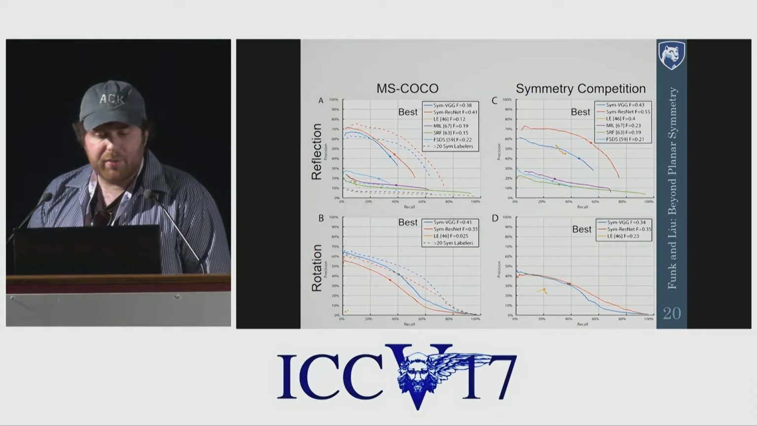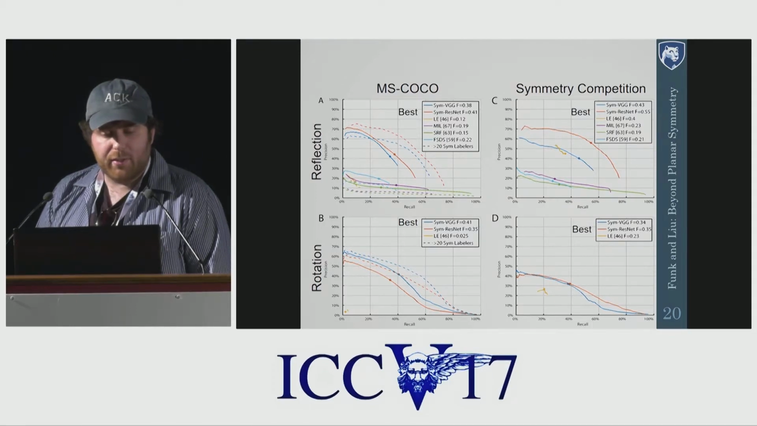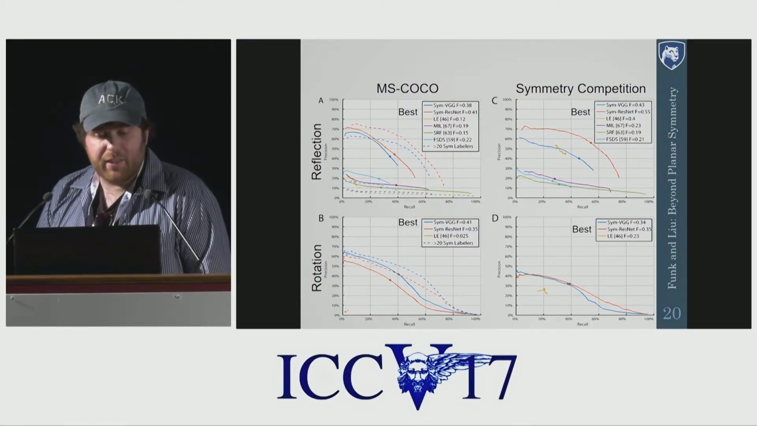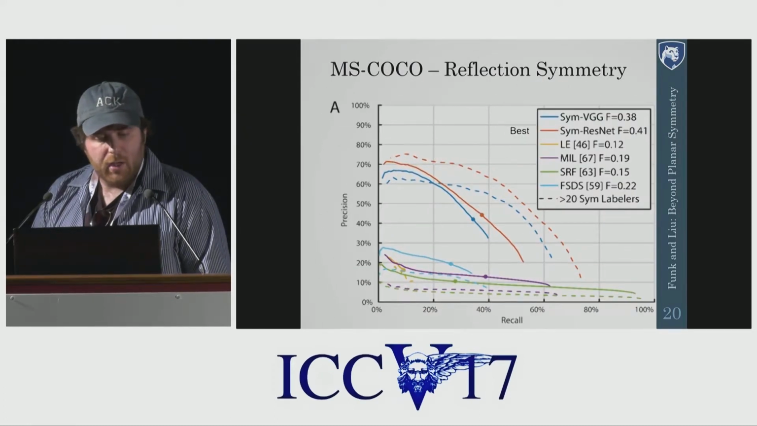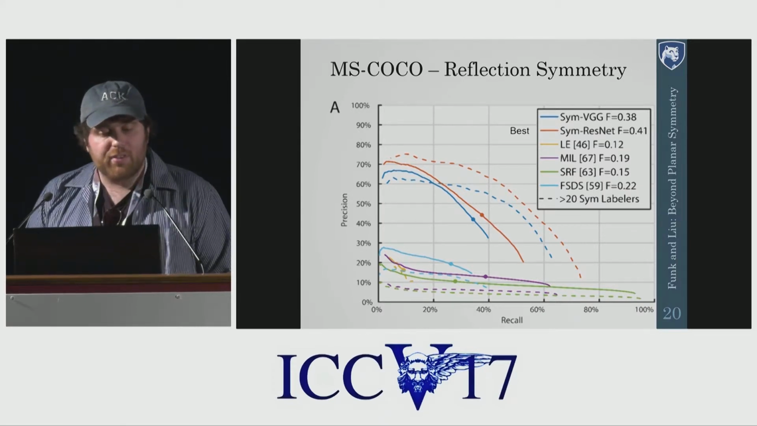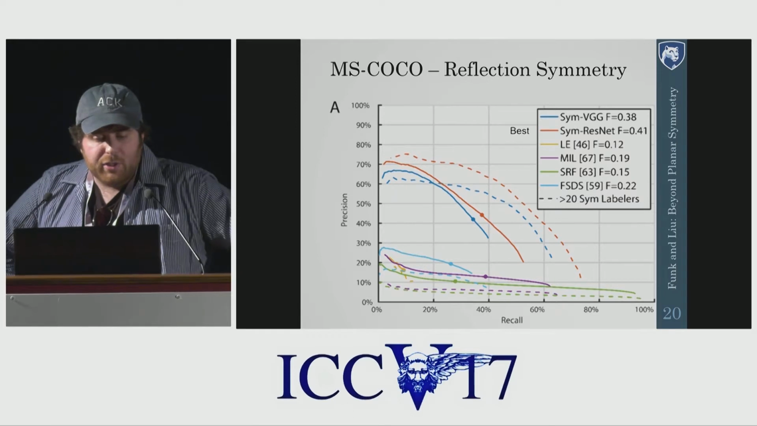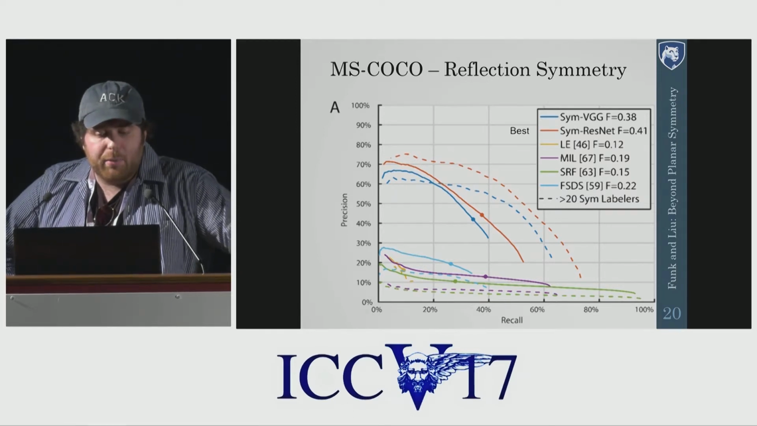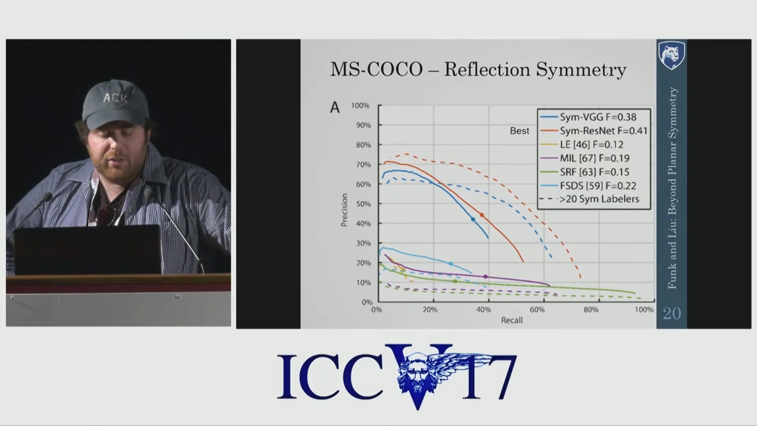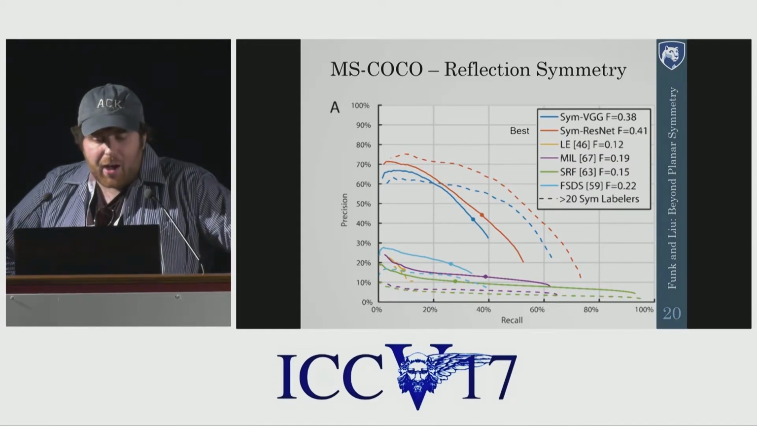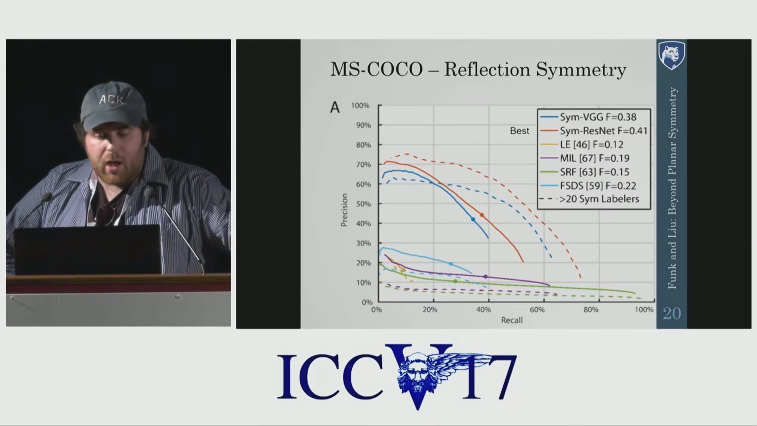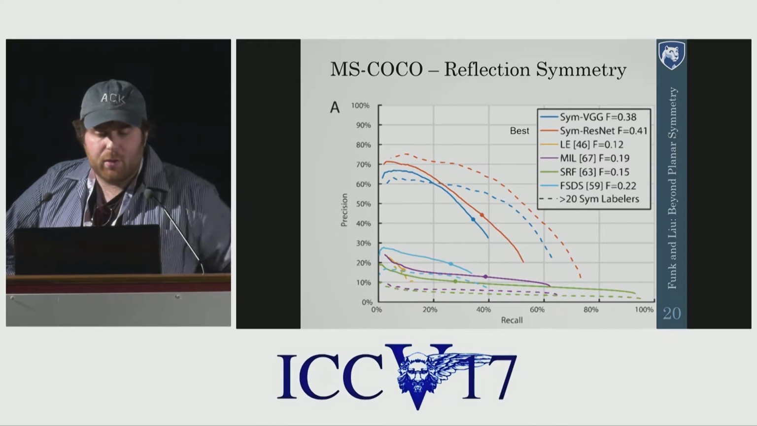When we quantitatively evaluate on both COCO and previous symmetry competition datasets, the Sym-NET significantly outperforms all state-of-the-art computer vision algorithms evaluated. The dotted lines show the performance of Sym-NETs on those prominent symmetries only, each of which is labeled by more than 20 human subjects. Interestingly, other performances decrease on the most prominent symmetries, while ours increase.